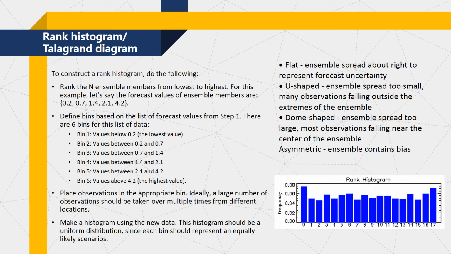A dome shape indicates that the ensemble spread is too large, with most observations falling near the center of the ensemble. And then an asymmetric or random shape indicates the ensemble contains bias.